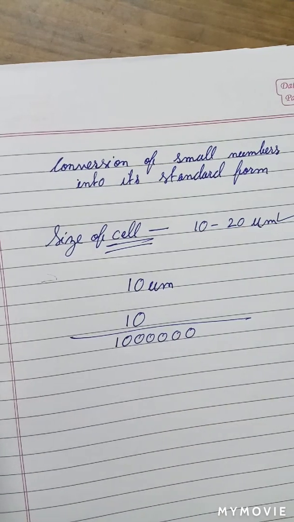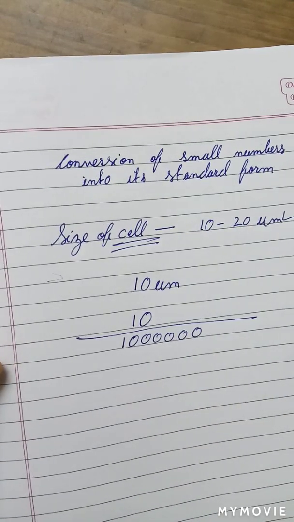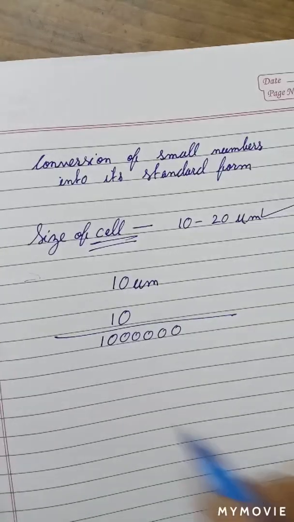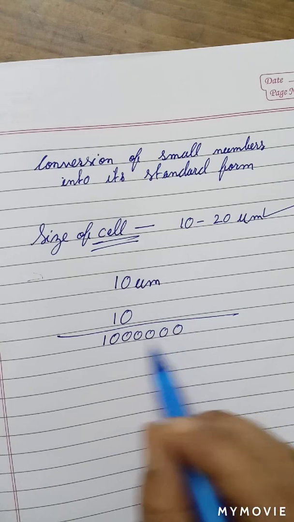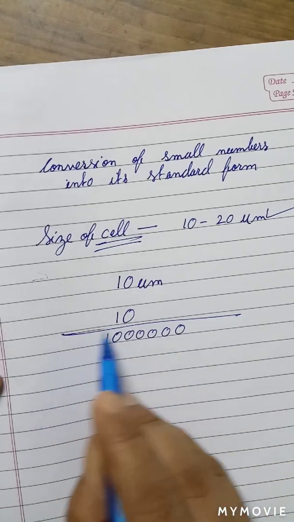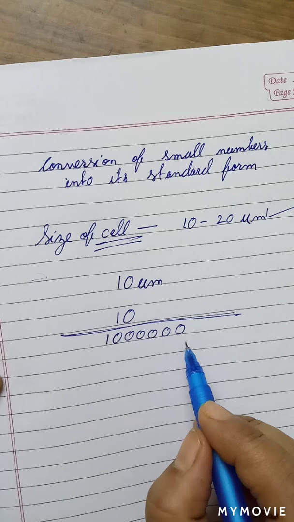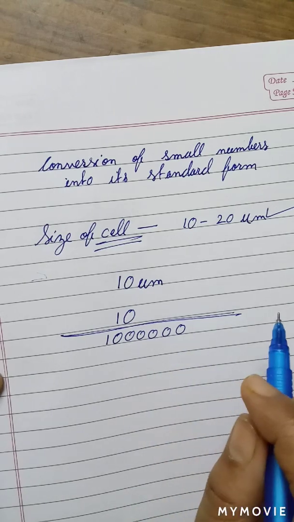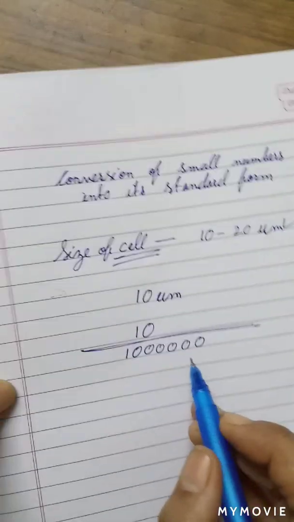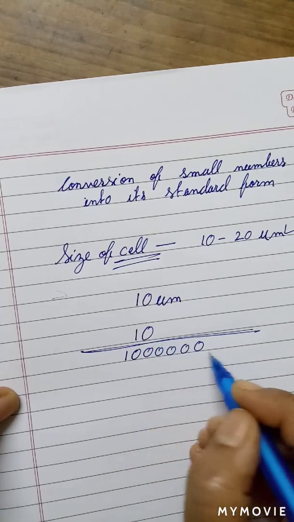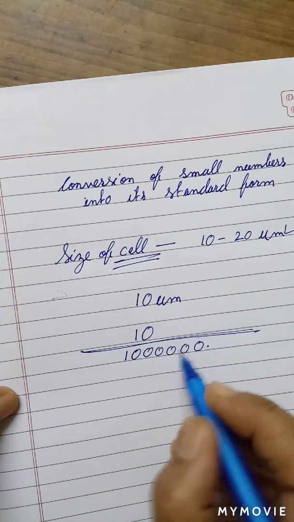Then this is the size of the cell. It is that small. Now, this figure, if we convert it, here we converted it into decimal fraction. Let's convert it into decimal fraction. Let's see what we are going to get. So we have this decimal place here.